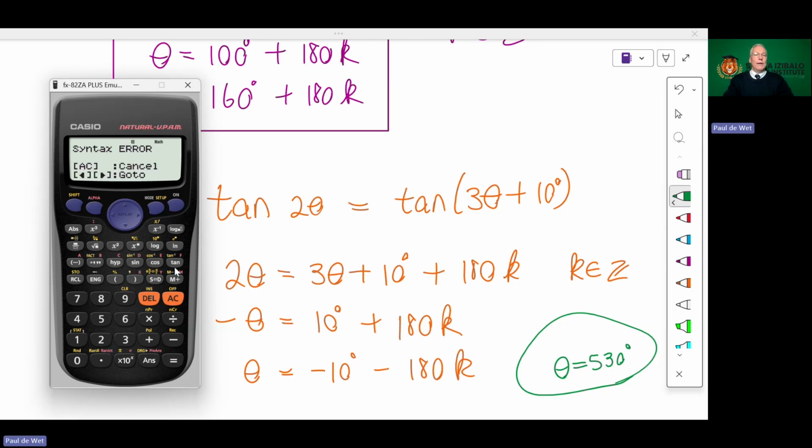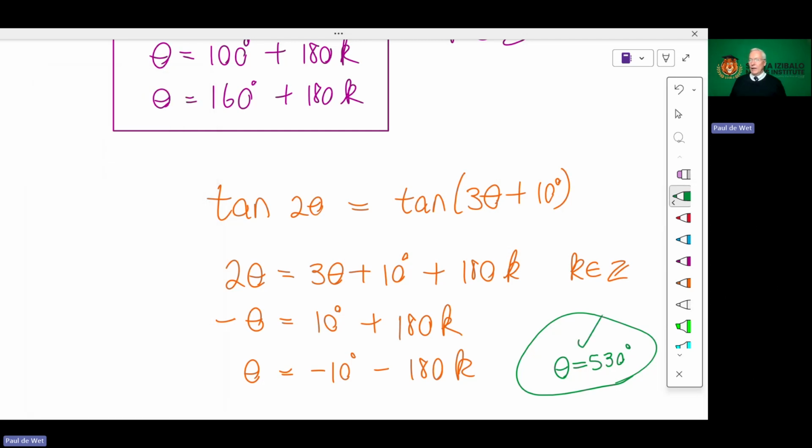Oh, yeah. 530. And we get negative 0.36. Okay, let's work out tan of 3 lots of 530 plus 10. Remember, we got negative 0.36. Sure enough, we get negative 0.36. Okay.